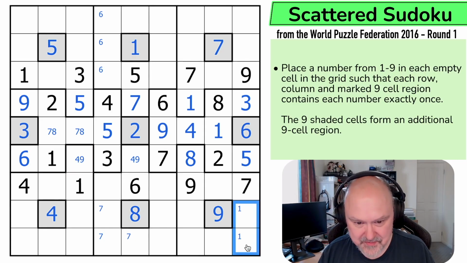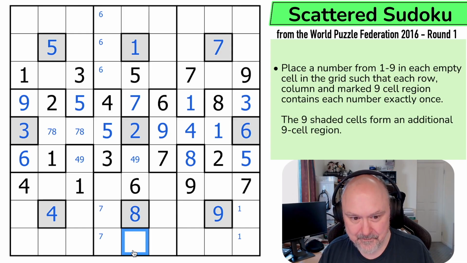1 is in one of those two. 7 is not here anymore. Blow my mind away. I've still got to solve the puzzle. But this feels correct, if I've not made a mistake here.